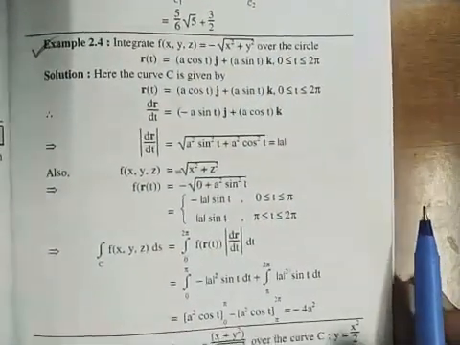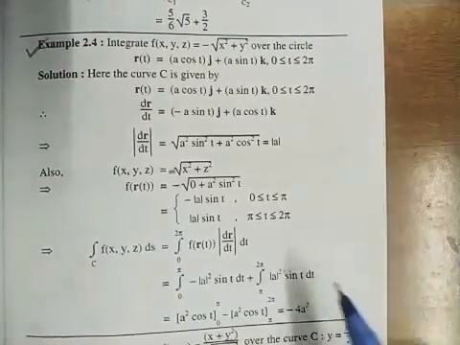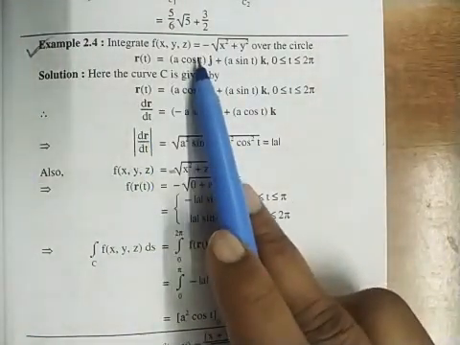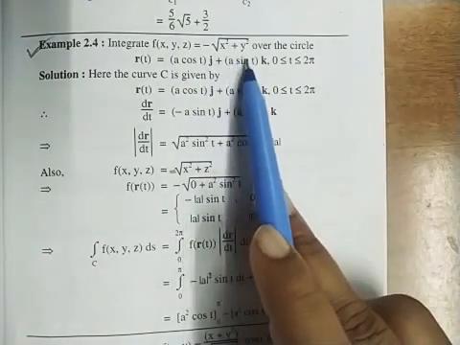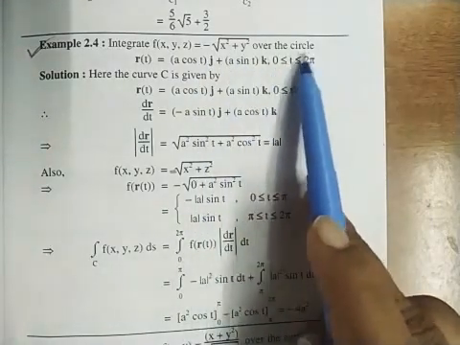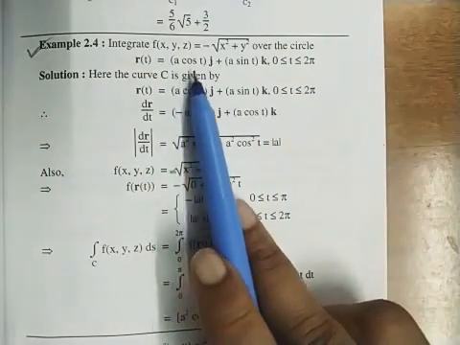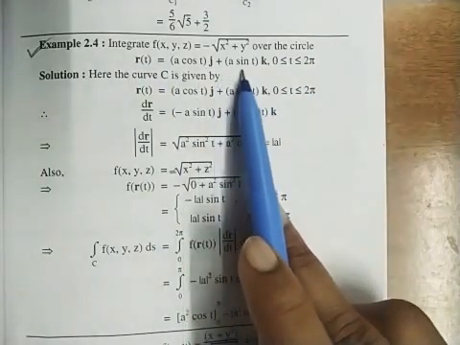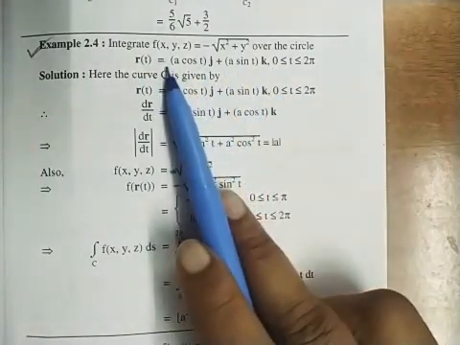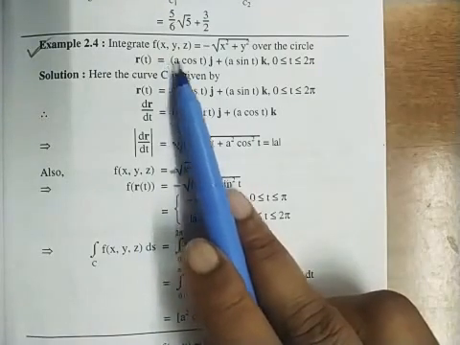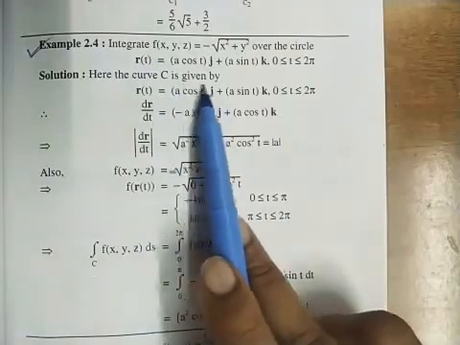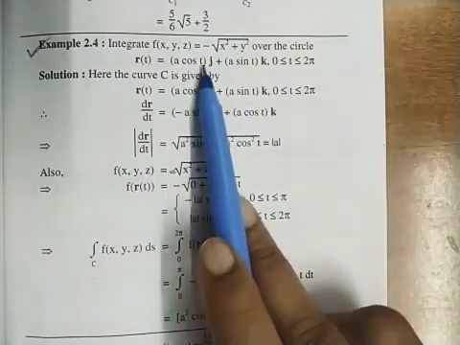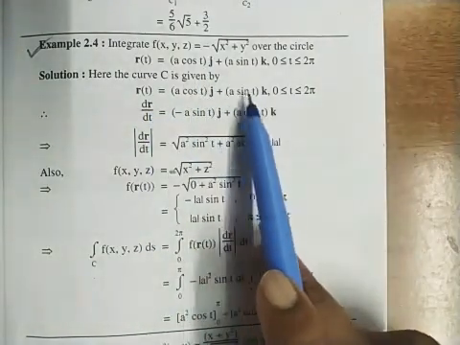Next example: integrate f of x y z equal to minus the square root of x square plus z square over the circle r of t equal to a cos t j plus a sin t k. Note that here the coefficient of i is 0. t varies from 0 to 2 pi.